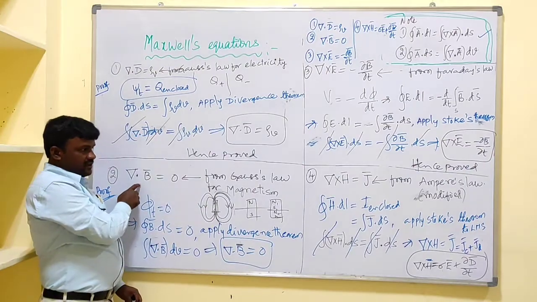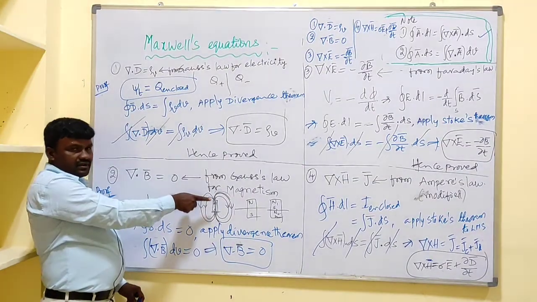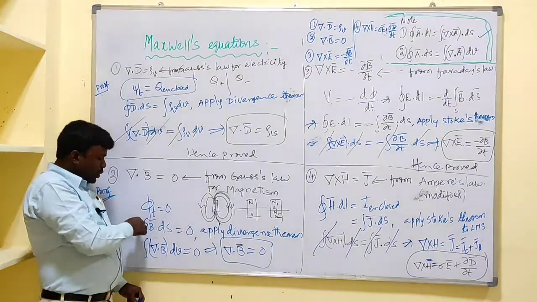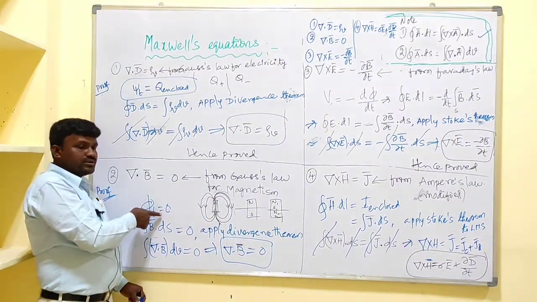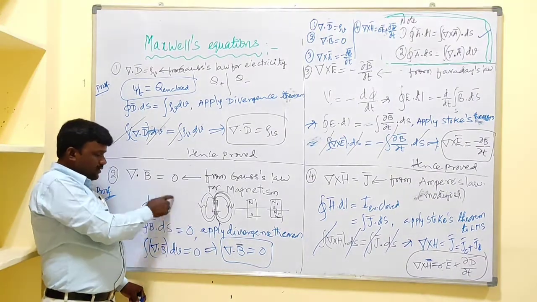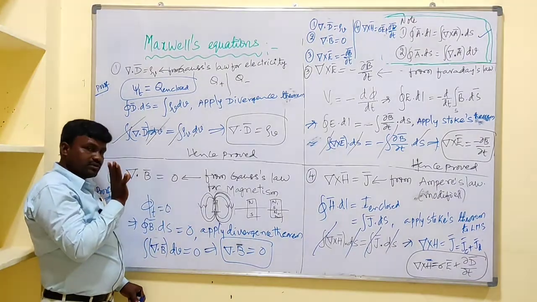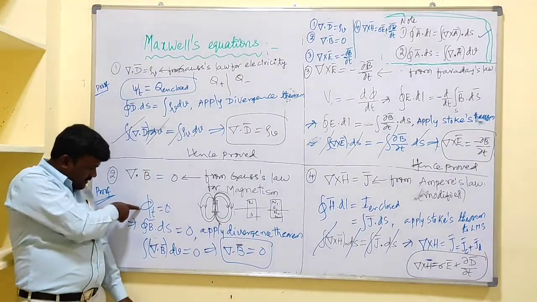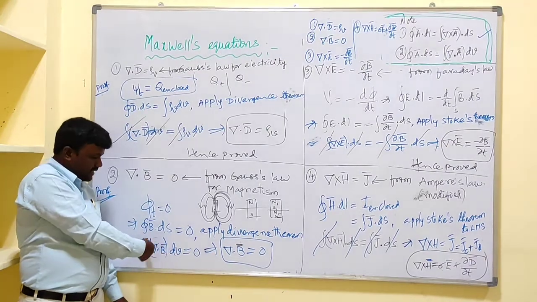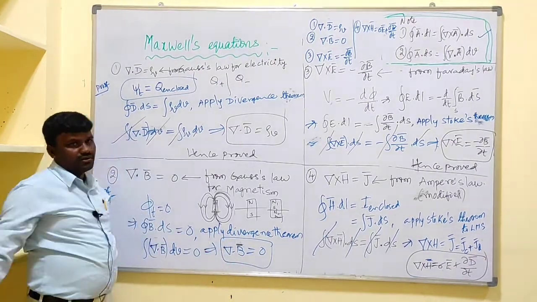And next, this one is derived from Gauss law for magnetism. So Gauss law for magnetism states that what? Total magnetic flux through a closed surface equal to 0. Because of non-existence of magnetic monopole, total magnetic flux is 0 through a closed surface. And if you write this flux in terms of flux density like this, and simplify by applying divergence theorem, we will get del dot B bar equal to 0.